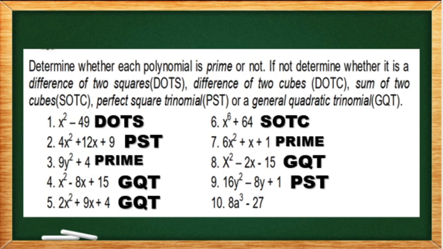And last, binomial, 8a cubed minus 27. So, ang pwede sa kanya ay DOTS or DOTC. We need to check if it's perfect square or perfect cube. Since 8 and 27 are perfect cube, kasi the cube root of 8 is 2, the cube root of 27 is 3. Just check na lang yung exponent kapag divisible by 3. 3 is divisible by 3, so therefore, perfect cube. So the answer is DOTC.